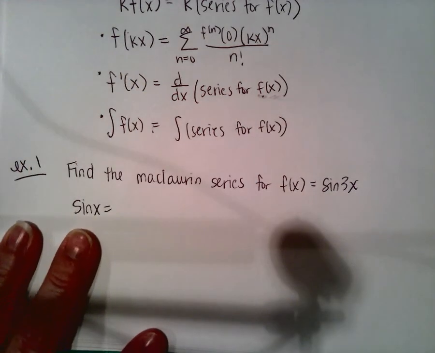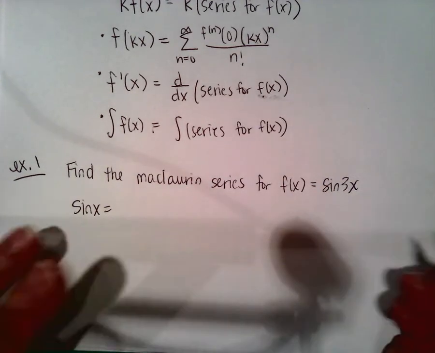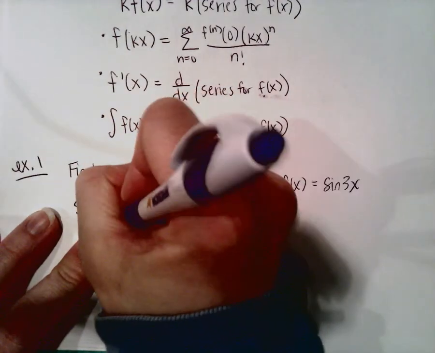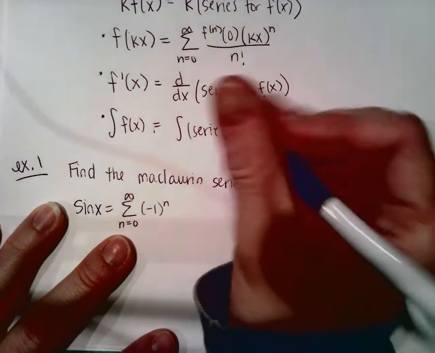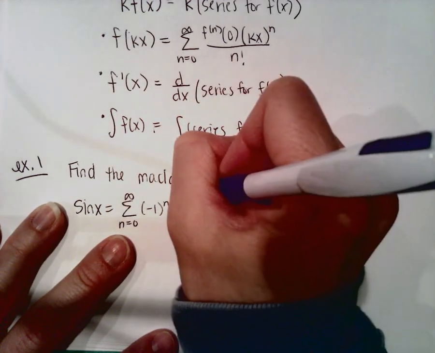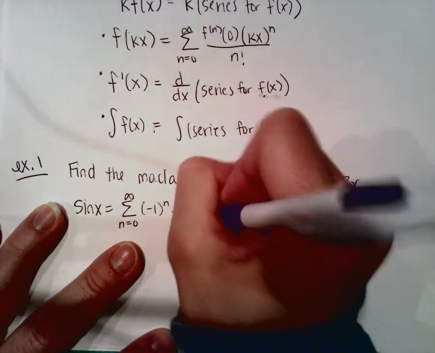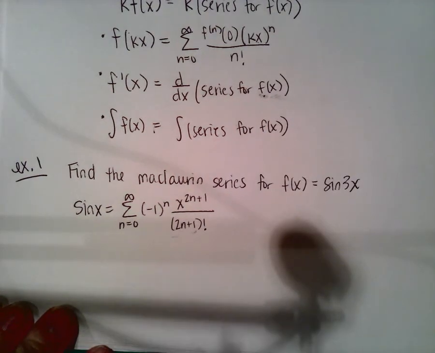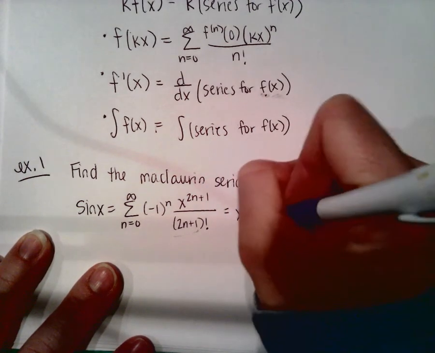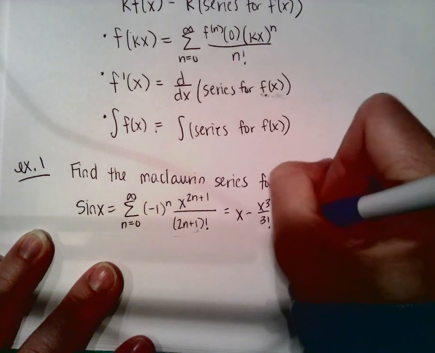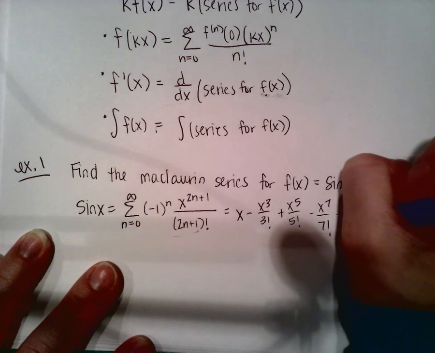So the series for sine x is, and you can either write the sigma notation or the expanded version, I like to write both. So it's the sum from n equals 0 to infinity of negative 1 to the n times x to the 2n plus 1 over 2n plus 1 factorial. This is something that does need to be memorized. And the expanded version is x minus x cubed over 3 factorial plus x to the 5th over 5 factorial minus x to the 7th over 7 factorial, etc. So I'll just put plus dot dot dot.